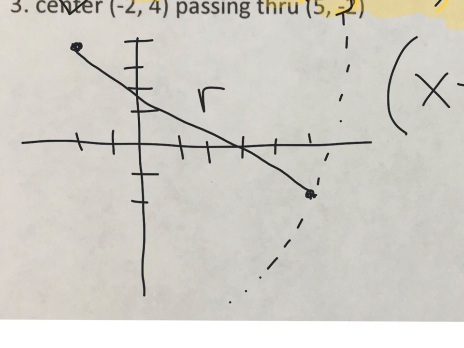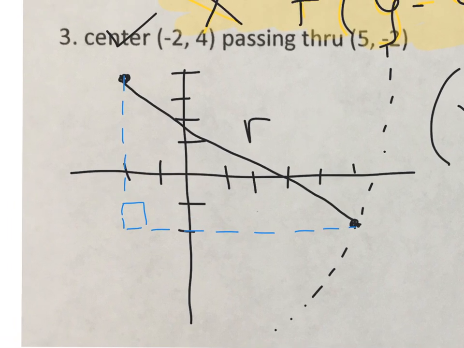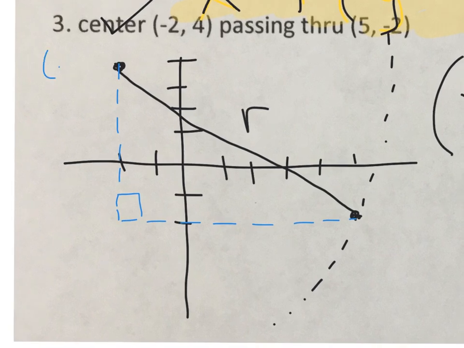And the easiest way is to use our buddy Pythagoras. But in order to use Pythagoras, we need to have a right triangle, which we can draw simply by making a vertical line and a horizontal line, because those are always perpendicular. So if we can figure out the two lengths of our triangle here, we can use Pythagoras to find the radius. So my center point was at negative 2, 4, and this point is at 5, negative 2.